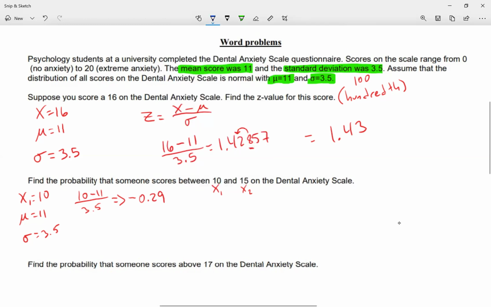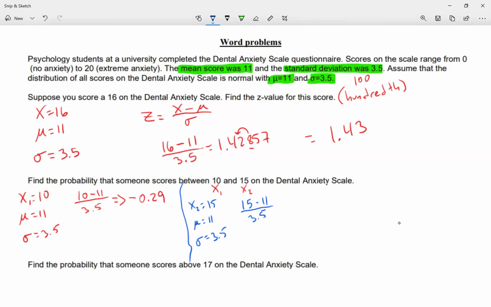Now with blue, let me do the second x that we're checking. My second x is 15. The mean is still 11, and the standard deviation is still 3.5 because we're doing the same test. So let me find the z-score for this one. I'm going to go 15 minus 11 divided by 3.5.